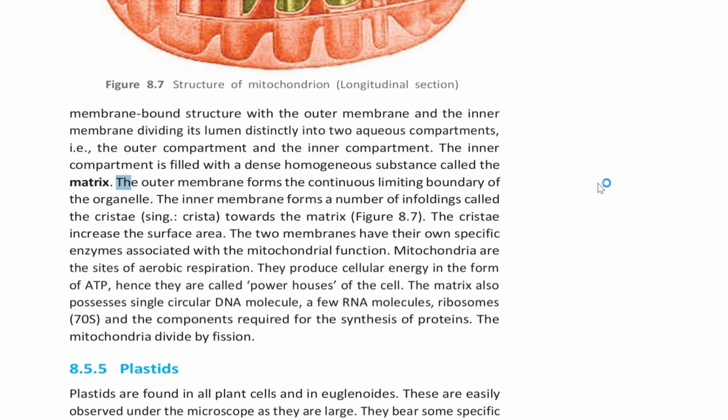The matrix also possesses a single circular DNA molecule, a few RNA molecules, ribosomes, that is 70S, and the components required for the synthesis of proteins. The mitochondria divide by fission.